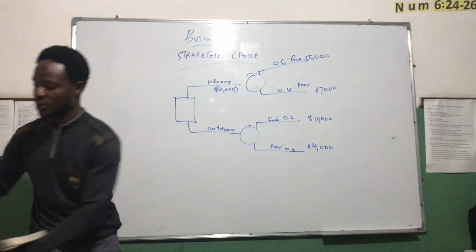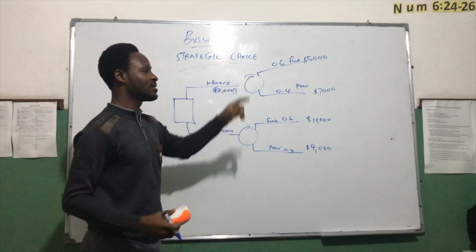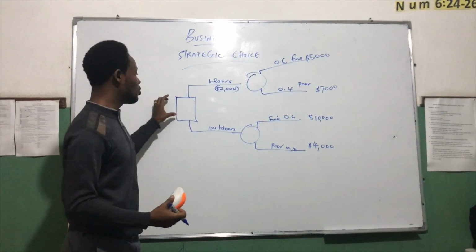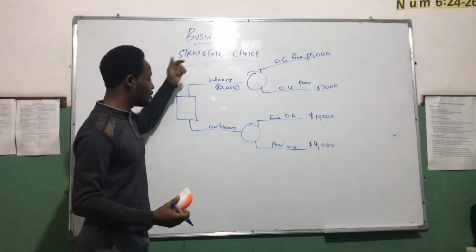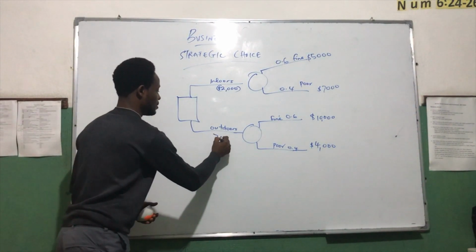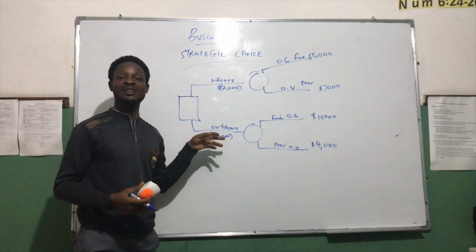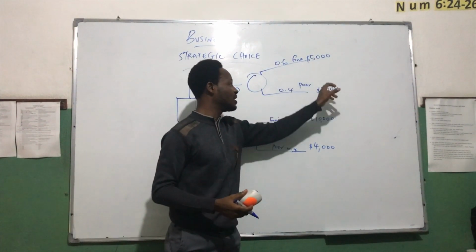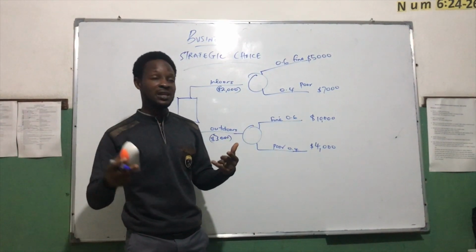Okay, from this question, we have a square, we have a node, we have lines. Lines show the decision we want to make. The square is the decision point. We have to choose between indoors and outdoors. Okay, 3,000. When an item is in brackets, it means we are spending. When an amount is given to us like this, it means revenue. If it's quoted in brackets, that's spending.